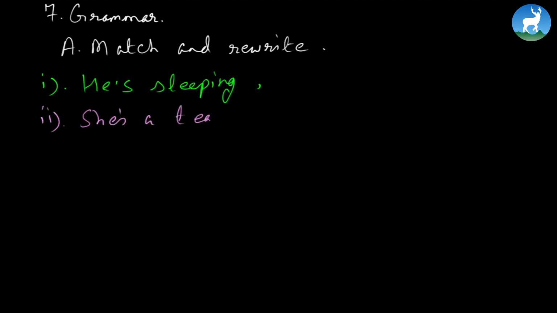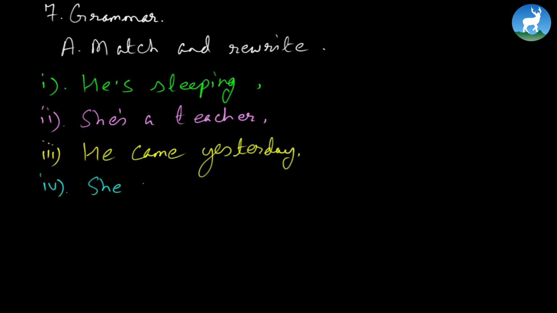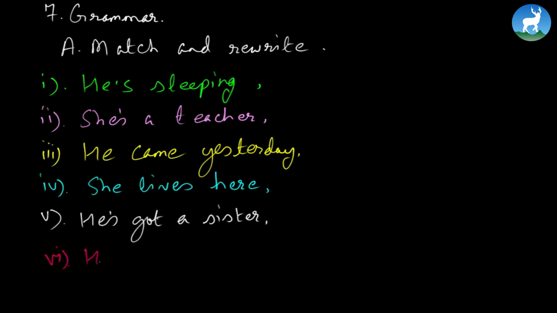Now, she's a teacher. There's a comma. There's always a comma. And don't forget to put a question mark at last, okay? It's a question tag. He came yesterday. And take care of the tenses there. He came. Simple past, see? He came yesterday. Number 4, she lives here. Okay, number 5, he's got a sister. Number 6, he'll come. And number 7, she was tired.